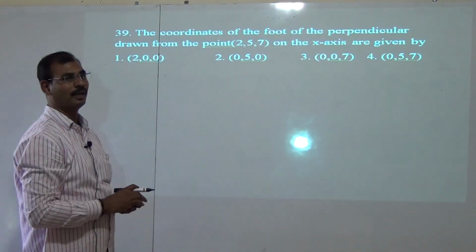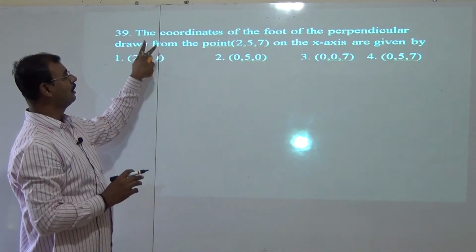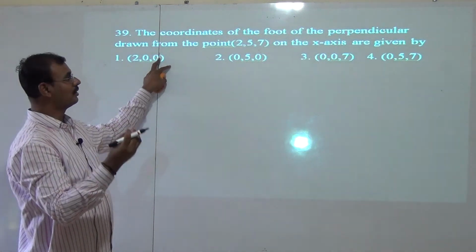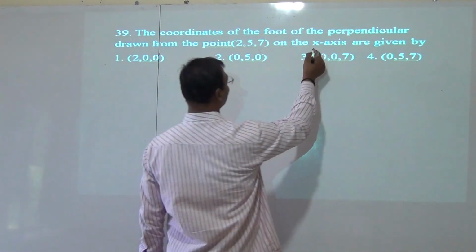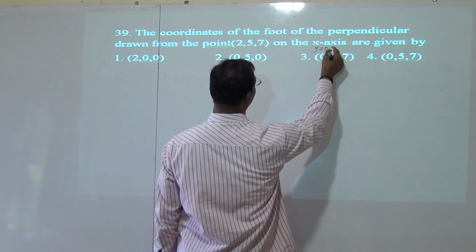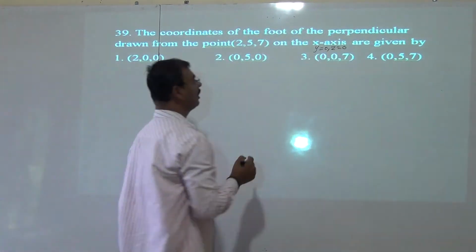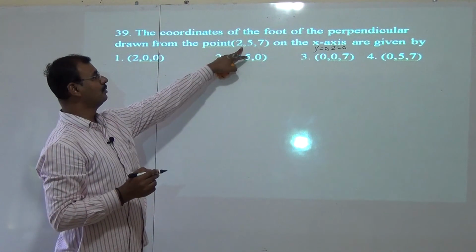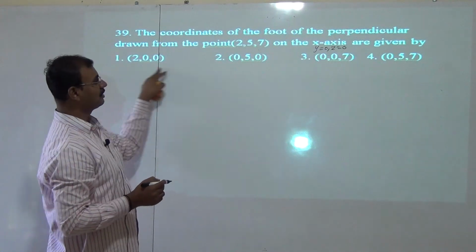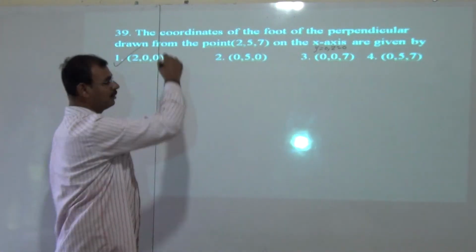So what is the point on the x-axis? Y and z are 0. On the x-axis, which coordinates are 0? Y is equal to 0, z is equal to 0. So the point becomes (2, 0, 0). That is the answer to the question.